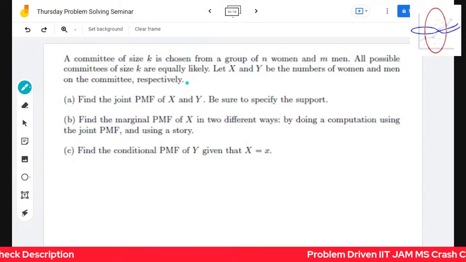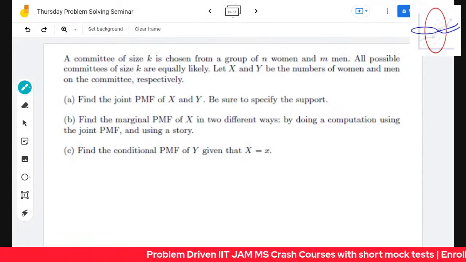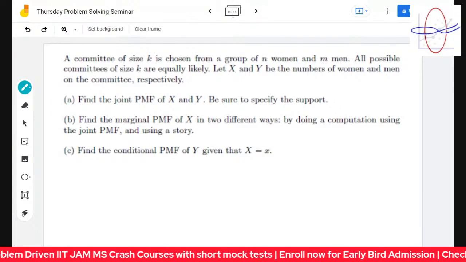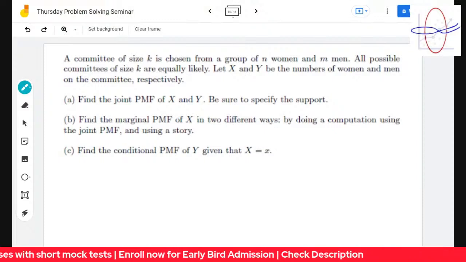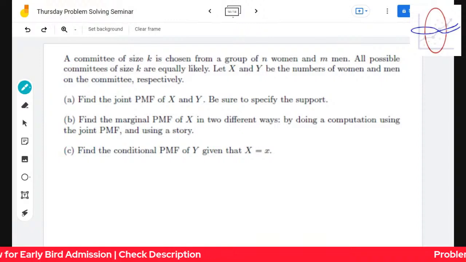So each committee of size k is equally probable. You need to model this problem, so you need to understand each and every nitty-gritty of it. It is very, very important to understand this. So let's really crack it.